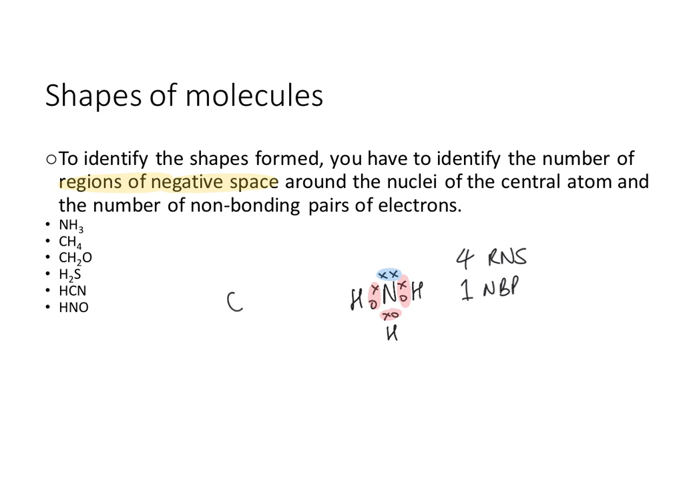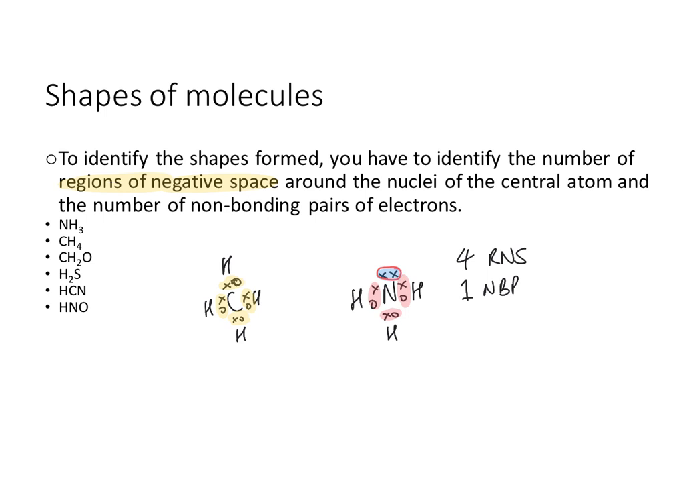Okay, let's try something else. Let's try CH4. CH4, 4 single bonds with the hydrogens around it. So methane. Let's have a look. How many regions of negative space? Again, there's going to be 4, and none of them are non-bonding pairs. So it might be better to see this one as another region of negative space. It just happens to be a non-bonding pair.